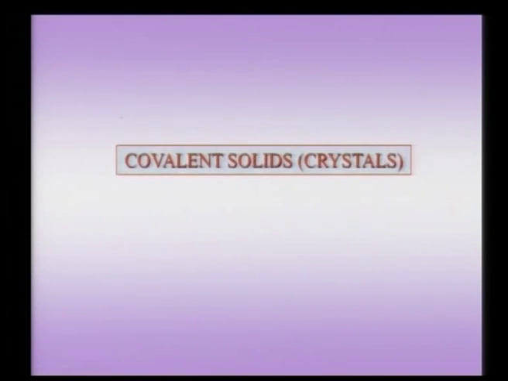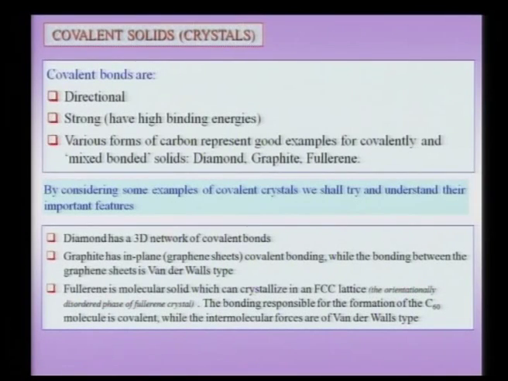So, now we are in a position to take up covalent crystals, having understood that there are of course these perfect covalent crystals, but there are other crystals which have certain ionicity to the bonding. Of course, we already know the characteristics of a perfect covalent bonding. The covalent bond is highly directional and very strong, typically with very high binding energies, and the various forms of carbon, some of which we have already considered, are perhaps the best examples to understand covalent bonding.